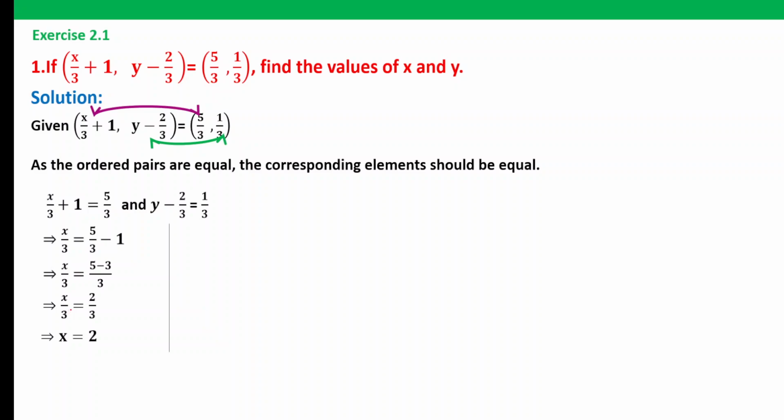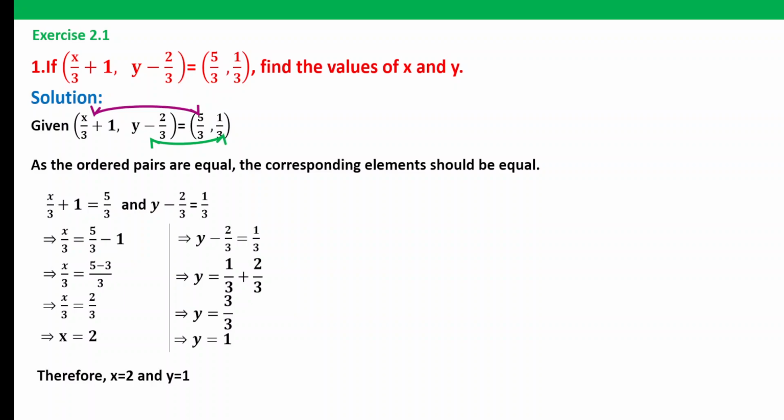Now let us solve for y. y - 2/3 = 1/3. So let us transpose minus 2/3 to the right hand side. So we'll consider that y = 1/3 + 2/3. By taking LCM as 3, we are going to get y = 3/3. That is, y = 1. Therefore, x = 2 and y = 1.